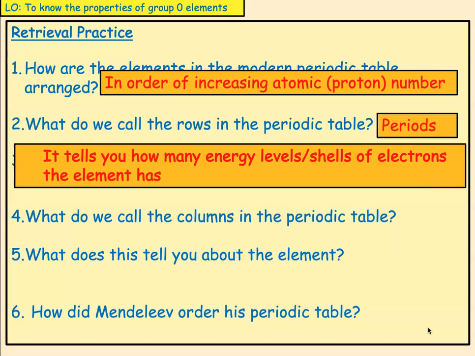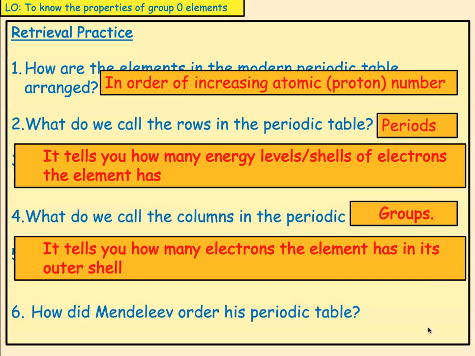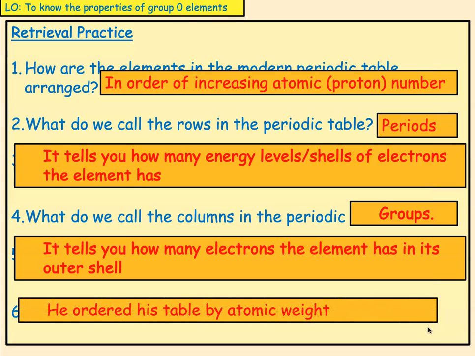What do we call the columns in the periodic table? We call those groups. What does this tell you about the element, the group? It tells you how many electrons the element will have in its outer shell. How did Mendeleev order his periodic table? He ordered his by atomic weight.